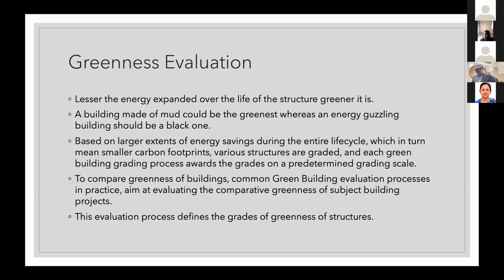Now comes the point where we are talking about the greenness of any structure. Here we have to see that the lesser the energy expended over the life of the structure, the greener it is. A building made of mud could be the greenest, whereas an energy guzzling building should be the black one. Based on the larger extent of energy savings during the entire life cycle, which in turn means smaller carbon footprints, various structures are graded, and each green building grading process awards a grade on a predetermined grading scale. To compare the greenness of buildings, common green building evaluation processes in practice aim at evaluating the comparative greenness of subject building projects. There is a defined grading scale, and one building or structure would be providing some positive impact, some negative impact. The sum total on the scale will tell whether it's the greenest building or the blackest building. This evaluation process defines the grades of greenness of the structure.